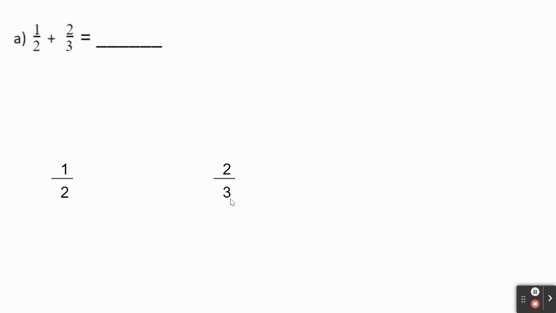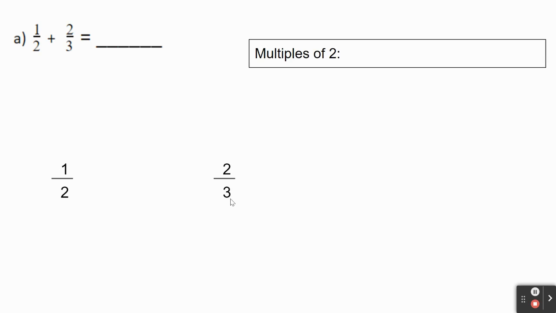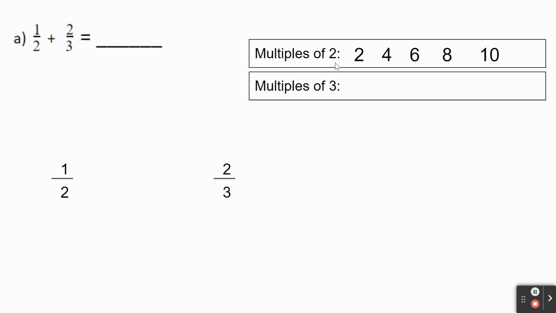To do this, we're going to list out the multiples of each denominator. Since 2 is the denominator of the first fraction, we're going to list out the first 5 multiples of 2. Here we have 2, 4, 6, 8, and 10. Now let's list out the first 5 multiples of 3, since 3 is the denominator of our second fraction. Here we have 3, 6, 9, 12, and 15.